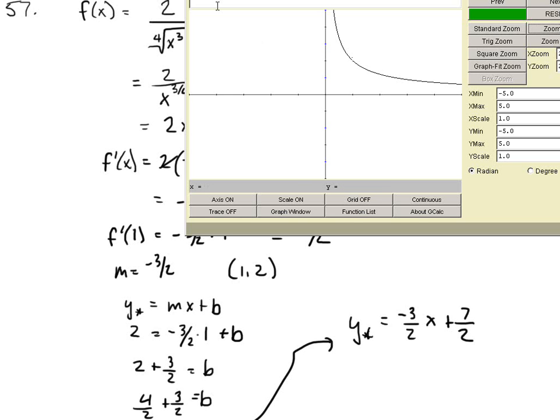So now let's plot our function, negative 3 over 2 times x plus 7 over 2, which represents our tangent line to the function at x equal to 1. So if I plot that, hopefully, yep, I get the tangent line, which represents the instantaneous rate of change at x equal to 1, the same rate of change as the function at one particular point that goes through the function itself. Okay, so that's number 57.